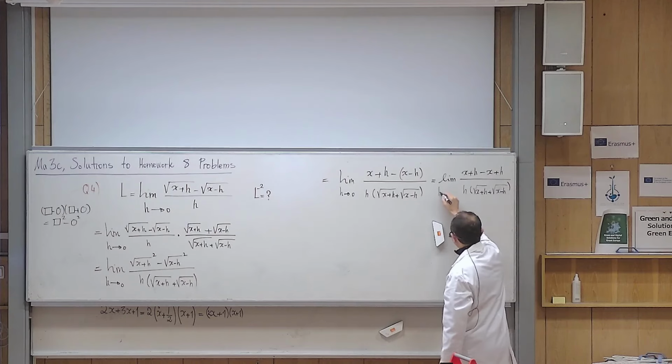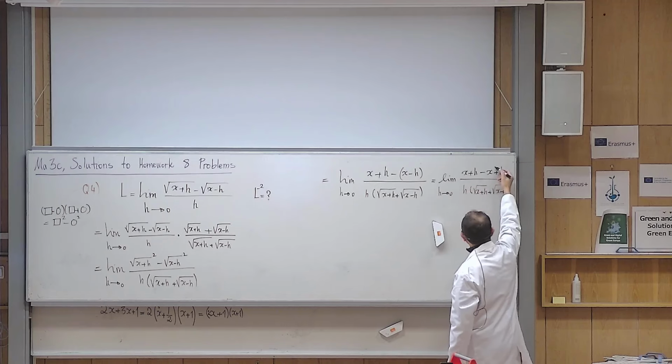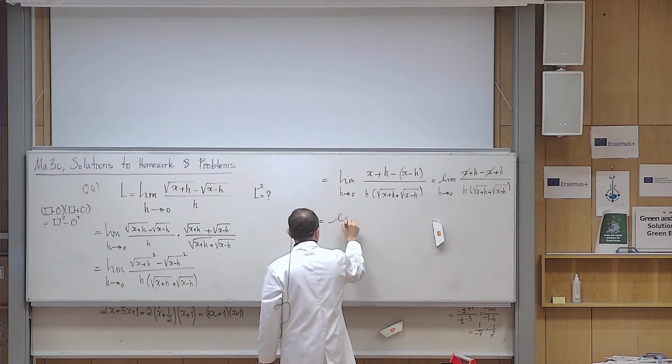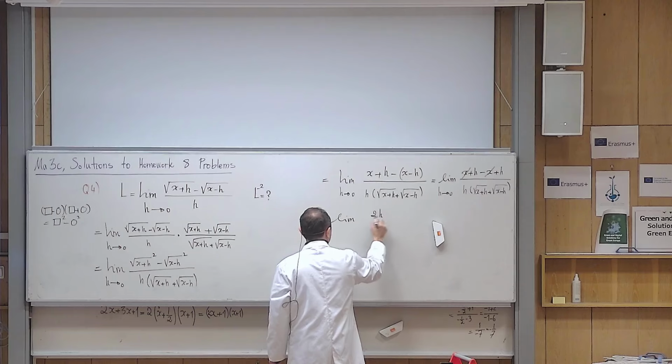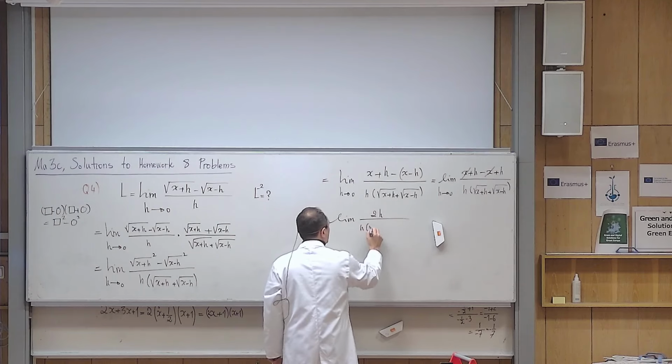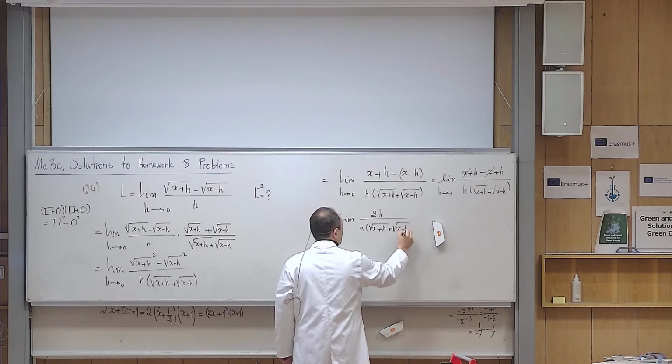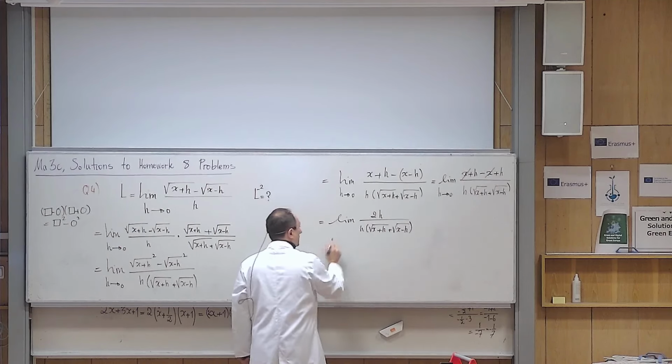And then h goes to 0. And then here, this variable x and that variable x are gone. H plus h is added, so it becomes 2h. So this becomes the limit of 2h over h times the square root of x plus h plus the square root of x minus h, as h goes to 0.